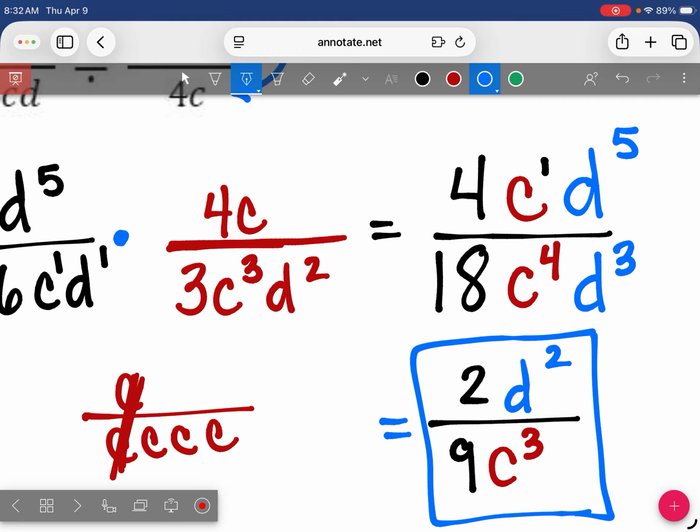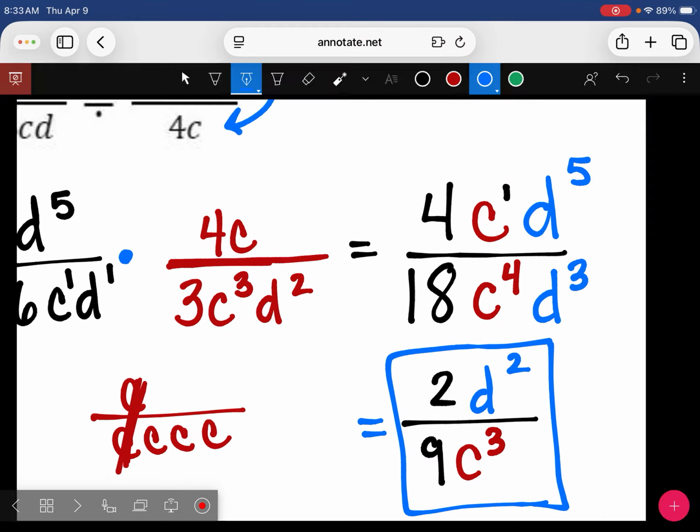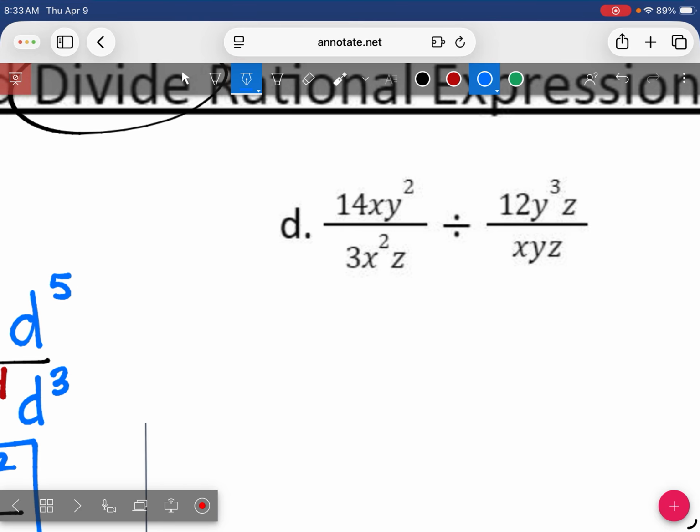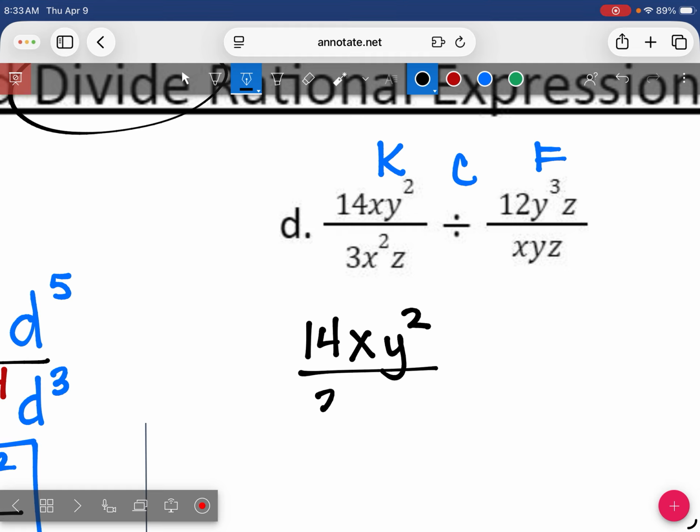All right, let's go ahead and look at D. Do we have to do a keep, change, flip for D? Yes, because it's division. Keep, change, flip. So I have 14xy squared over 3x squared z. Now you're changing division to multiplication, and we're going to flip it.